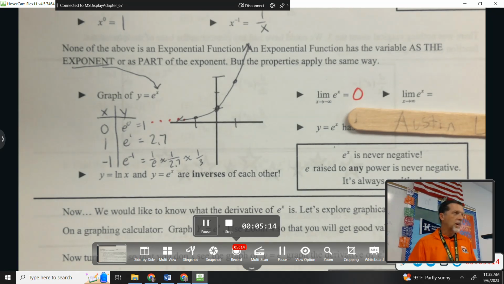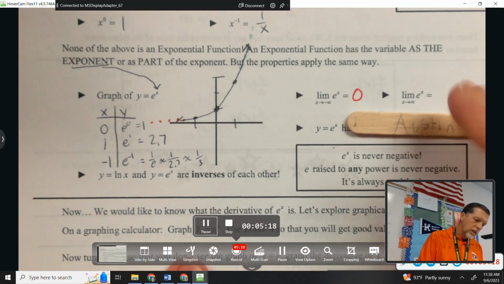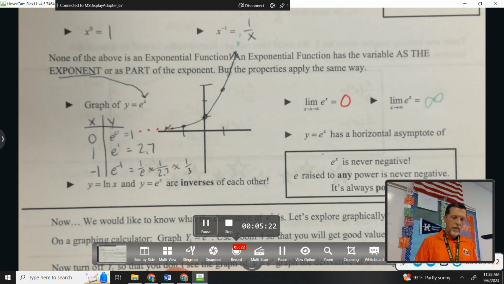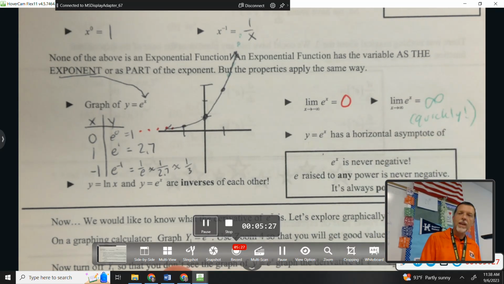Austin, on the other end, as x gets bigger and bigger, what is the y value doing? Good. Infinity. And doing so rather quickly. Like natural log was just creeping up toward infinity. E to the x is like exponentially heading toward infinity.